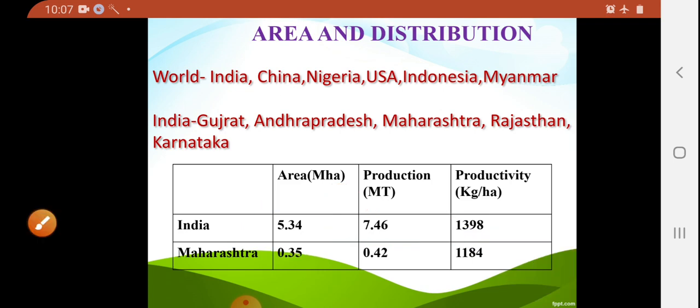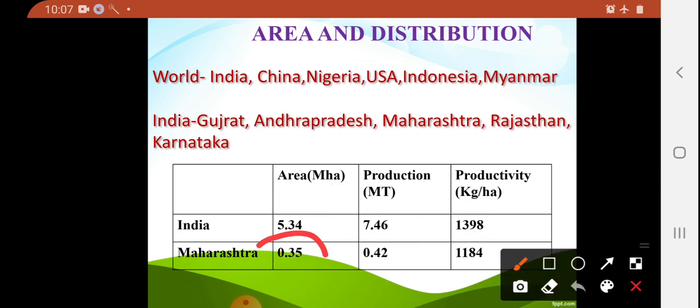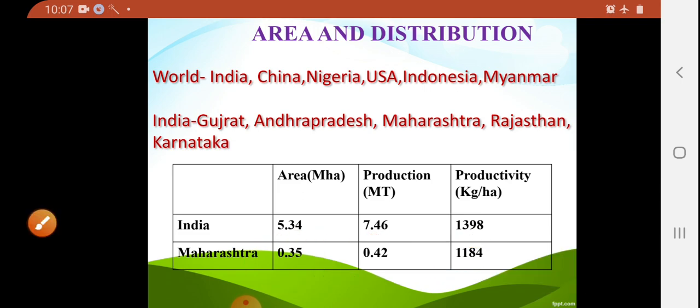Let's move to Maharashtra. Area under cultivation of groundnut in Maharashtra is 0.345 million hectares, and from this area we get 0.42 million tons of production. And productivity of Maharashtra is 1184 kilograms from 1 hectare of area.